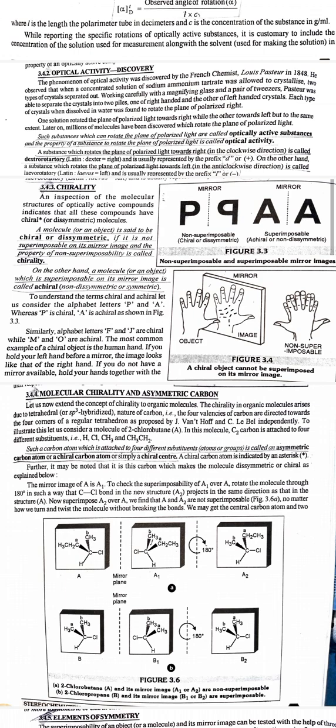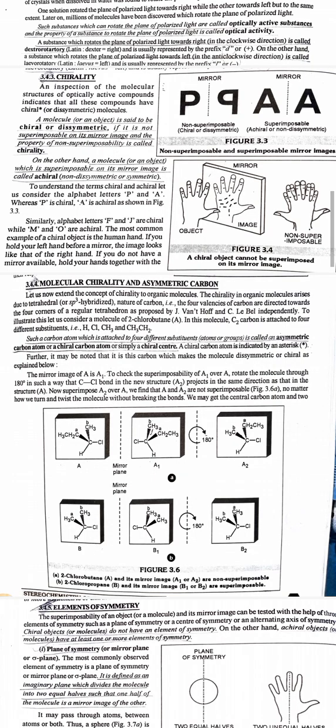Chirality. An inspection of the molecular structure of optically active compounds indicates that all these compounds have chiral or dissymmetric molecules. A molecule is said to be chiral or dissymmetric if it is not superimposable on its mirror image, and the property of non-superimposability is called chirality. On the other hand, a molecule which is superimposable on its mirror image is called achiral.